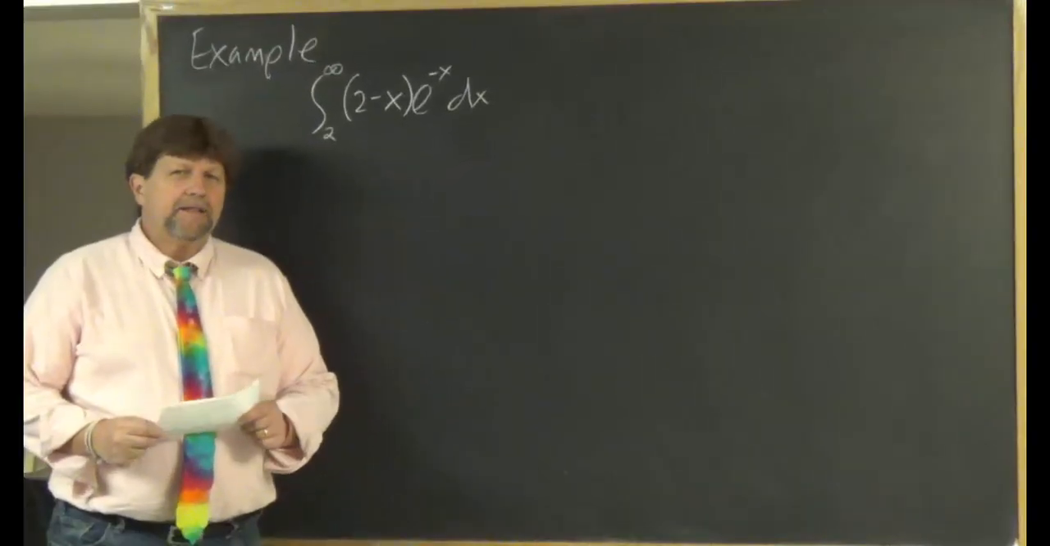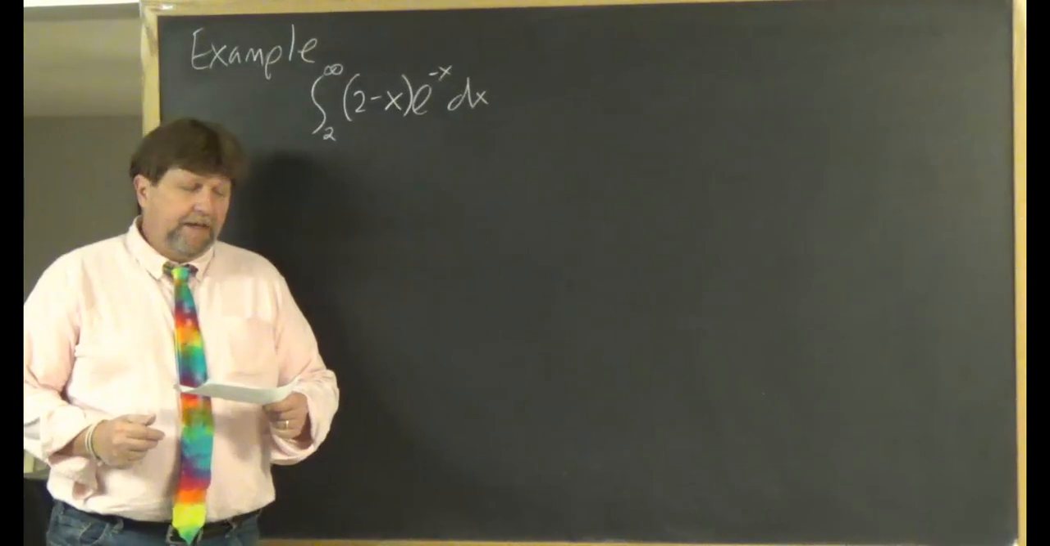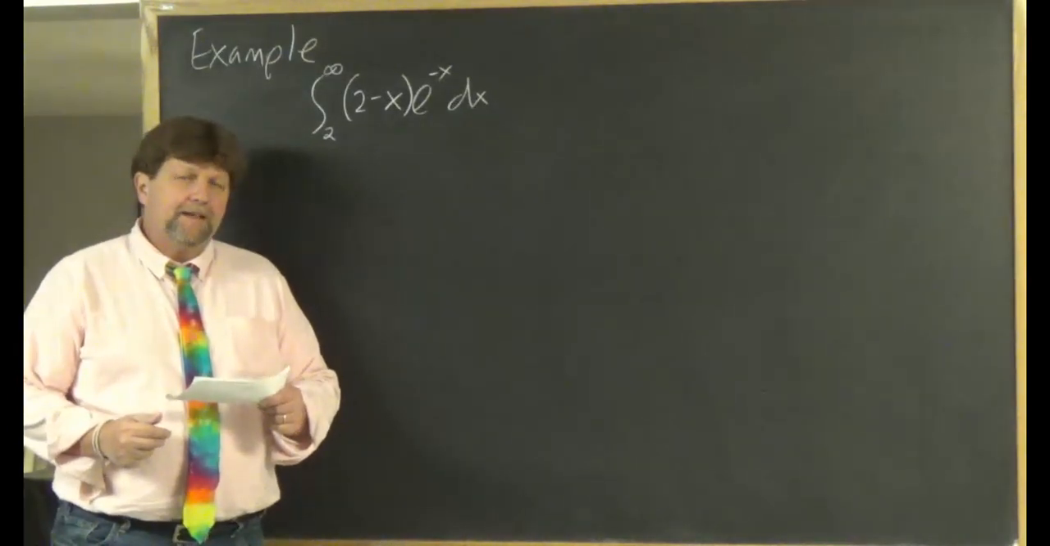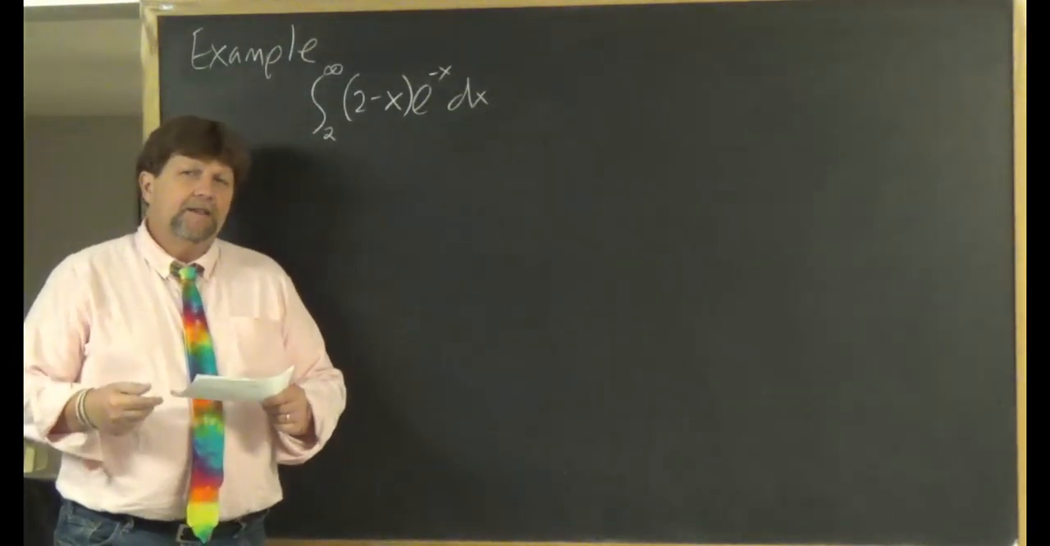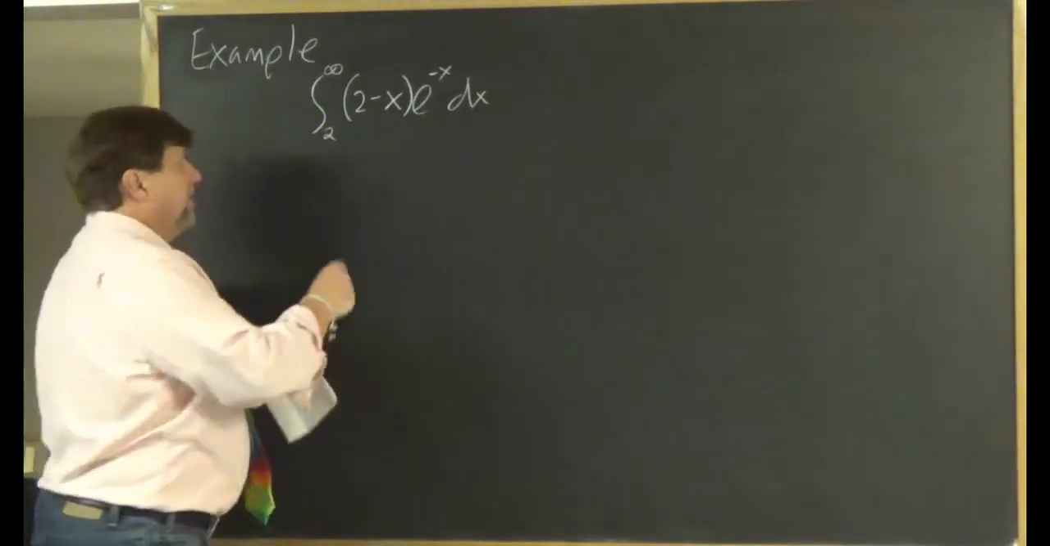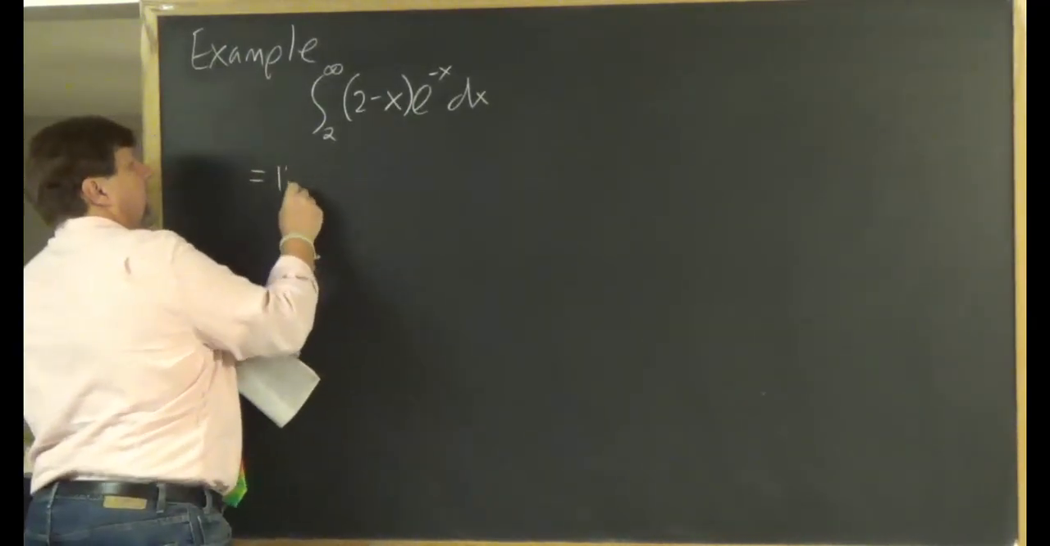So the next thing we're going to do is another example. We're going to integrate from 2 to infinity the quantity 2 minus x e to the negative x dx. So get this in your notes because I'm heading off to the chalkboard to work through it. All right, this example, we're going to integrate from 2 to infinity the quantity 2 minus x e to the negative x dx. First thing we do, rewrite it.